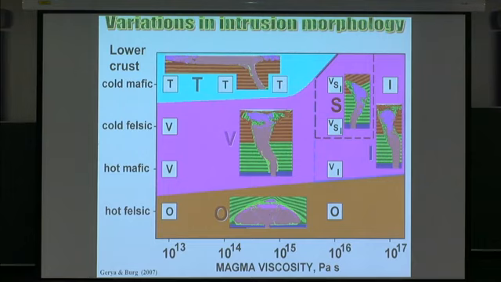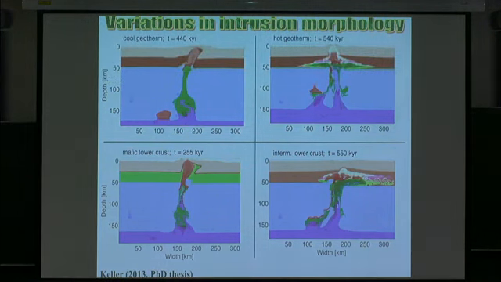So the lower the viscosity, the higher the rate of supply. And crustal rheology: the colder and the stronger the crust, the more tendency for vertical propagation we will have in our intrusions. So this is what single phase models tell us. And recently, Tobias Keller, in his PhD thesis, did full two-phase flow intrusion emplacement models. And in fact, they do agree quite well with predictions from single phase. So it's approximately the same.